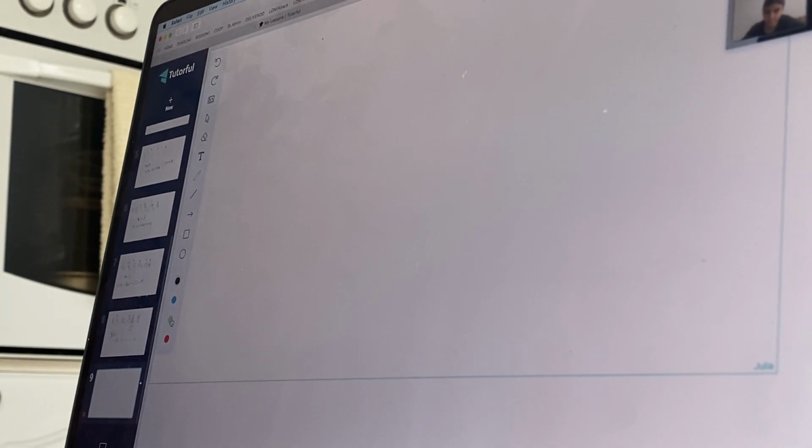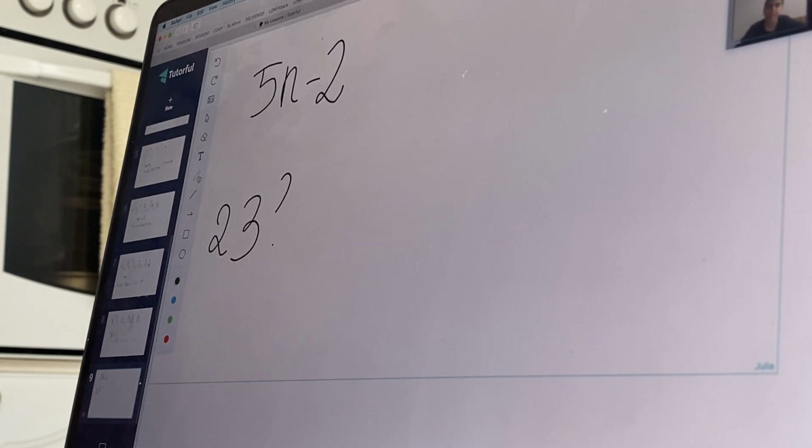So this time we're going to write it without the sequence. We're just going to go straight for the term-to-term. So we'll do 5n minus 2, and I want to check if 23 is in the sequence. Let's write that properly, as if you were getting an exam question. So is 23 in this sequence? That's kind of what we would be asked.